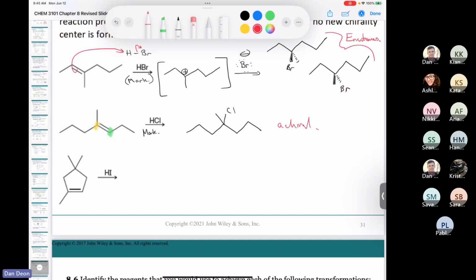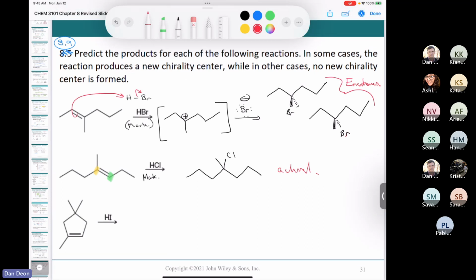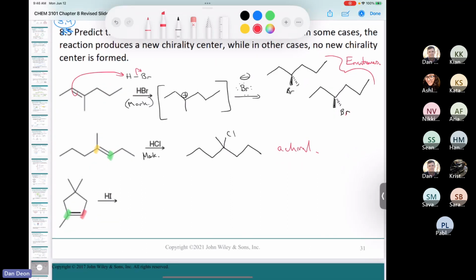Could anybody answer that? Well, let's draw it, okay? So if I highlight this carbon in green and this carbon in red, which one of those carbons is going to take the iodine? The green one, right? So if we draw that, we end up with a chiral center, don't we?